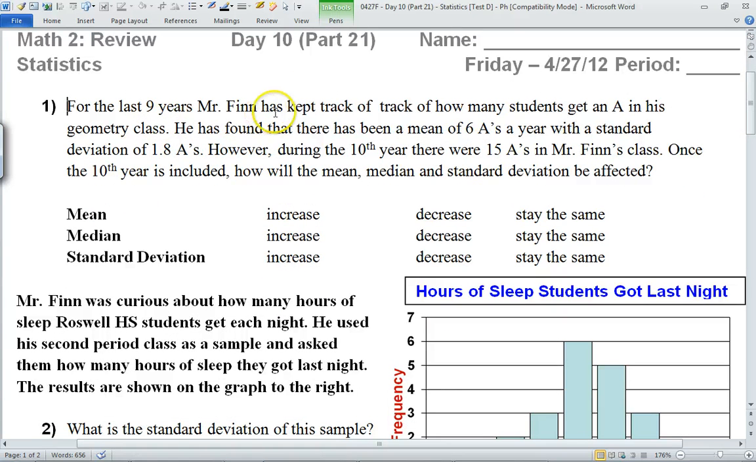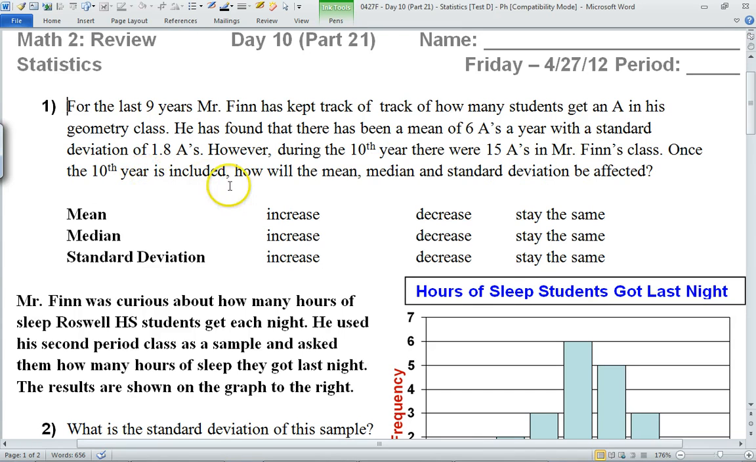For the last 9 years, Mr. Finn has kept track of how many students get an A in his geometry class. He has found that there has been a mean of 6 A's a year, with a standard deviation of 1.8 A's. However, during the 10th year, there were 15 A's in Mr. Finn's class. That's a lot more than usual. Normally about 6 A's, now more than double. That's a lot of A's.